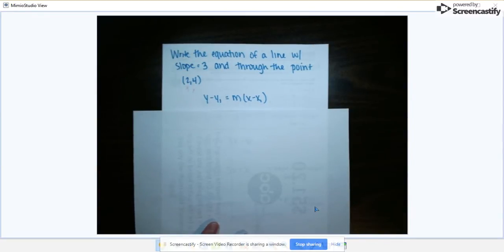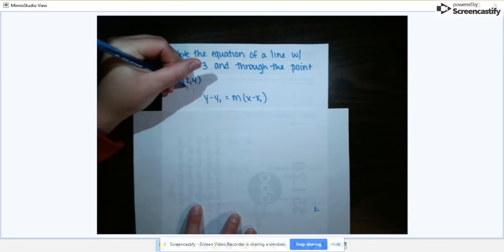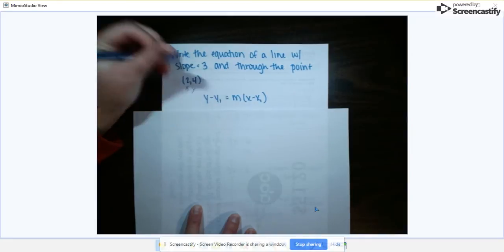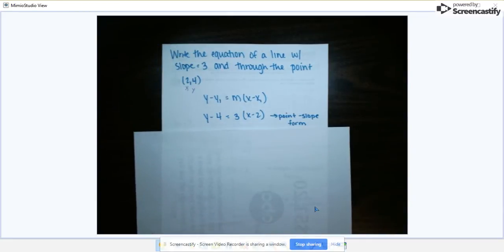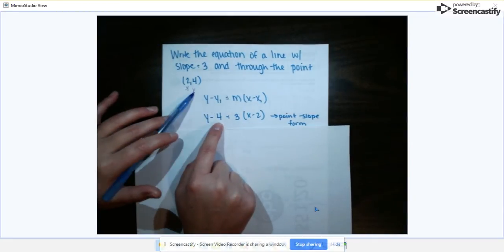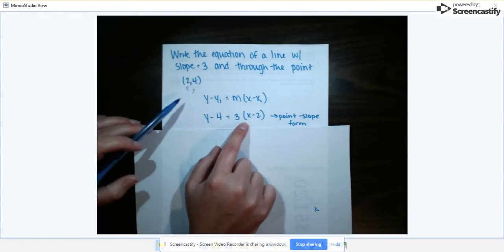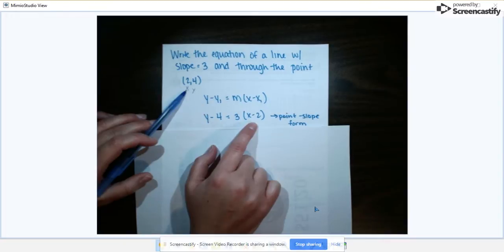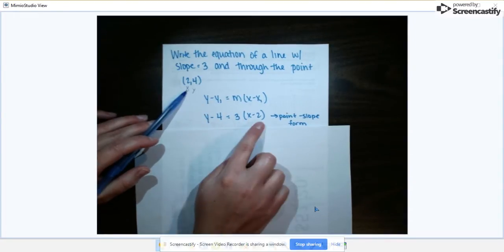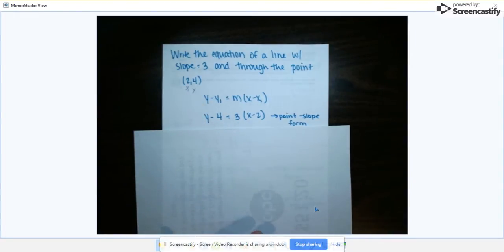We're going to plug 2 in for x sub 1 and 4 in for y sub 1. So I do that in the next step. y minus my y value of 4 equals my slope, which is 3, times x minus my x value. This is point-slope form, but now we need to get it into y equals mx plus b.